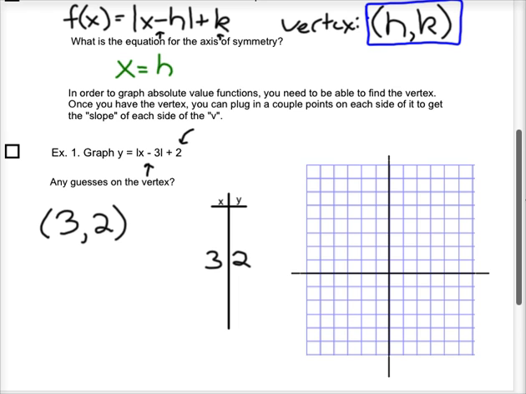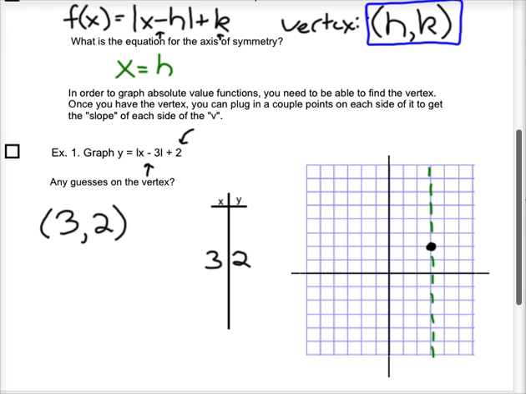So that's going to be the first thing that I plot on this graph. I'm going to plot that 3, 2. And now, just like how I drew in green up on the first one, that axis of symmetry, I'm also going to draw the axis of symmetry here. Because when we put one point on one side, we should be able to mirror that point on the other side. Now, I'm going to start taking values on either side of that vertex, that 3.